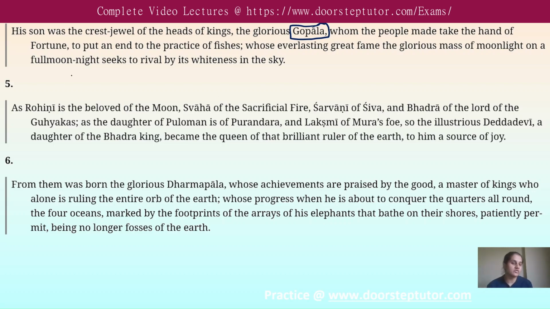Here are some mentions of goddesses also, such as Rohini, who is supposed to be a constellation, and in the Puranic folklore, she is supposed to be married to Chandradev, and she's one of his favorite queens. Then Swaha is mostly invoked in sacrificial hymns, and she's known as the wife of Lord Agni. And Sarvani of Lord Shiva, and Bhadra of the Lord of Guhyakas. So many people are being mentioned.